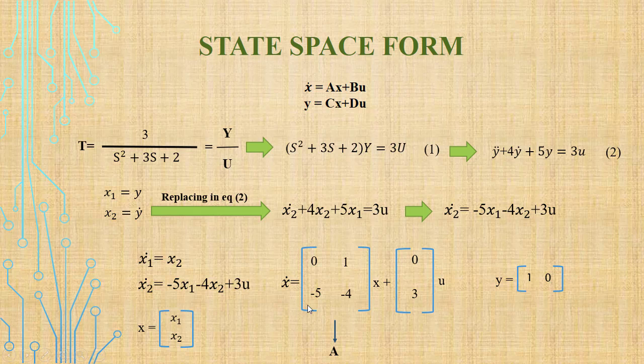That means the first matrix is our A matrix, the coefficient of x. Second one is B, coefficient of u, and C. And as you see, D parameter is 0. Now we go to Matlab and define our system in Matlab.